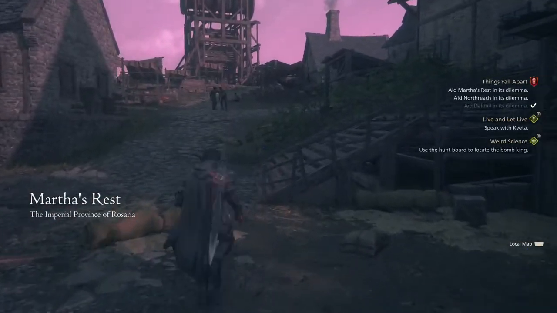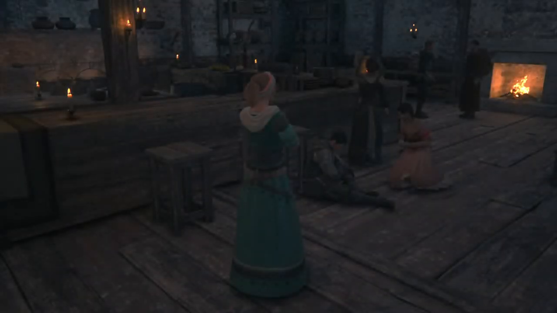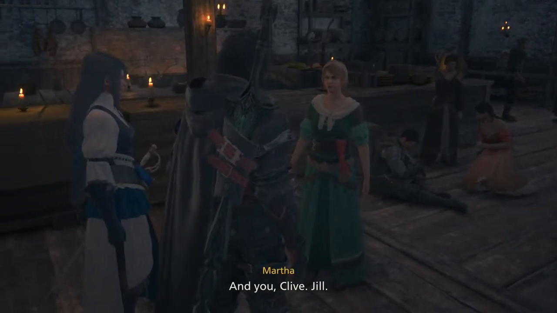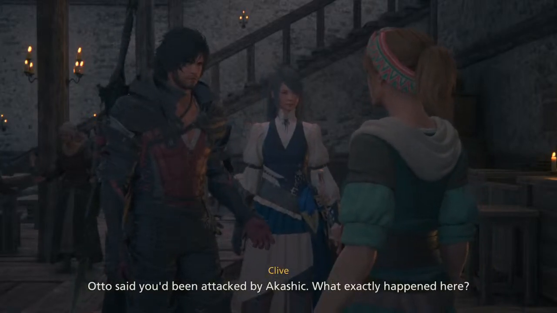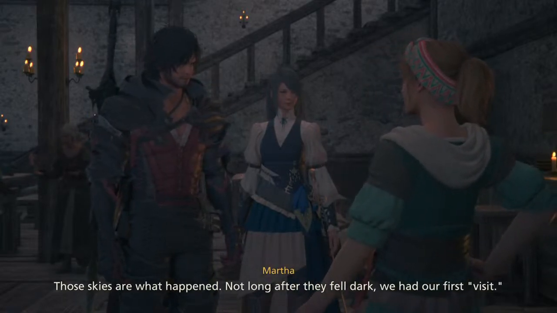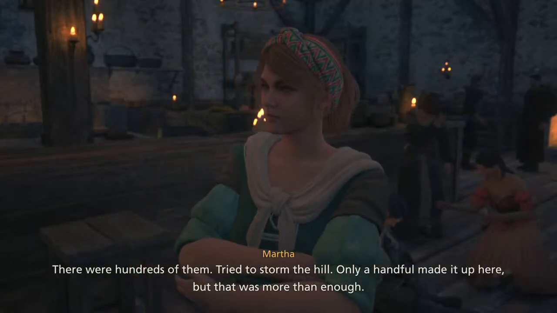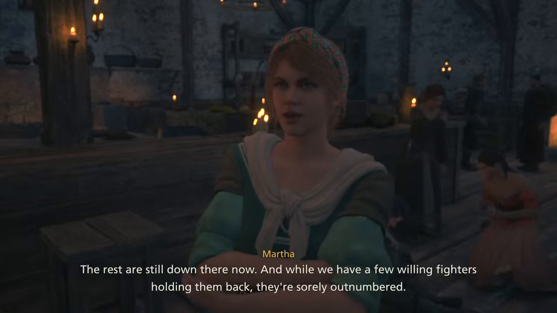This man's gonna die if we don't get him to a healer. Martha, it's good to see you. And you, Clive. Jill? Otto said you'd been attacked by a Kashik. What exactly happened here? Those skies are what happened. Not long after they fell dark, we had our first visit. There were hundreds of them. Tried to storm the hill. Only a handful made it up here, but that was more than enough. The rest are still down there now.